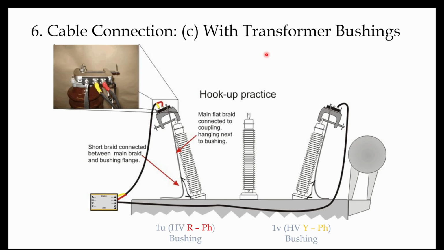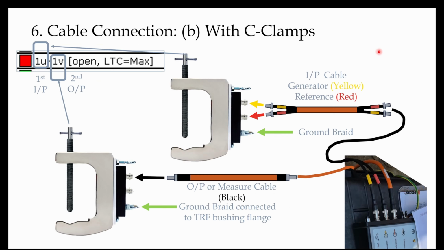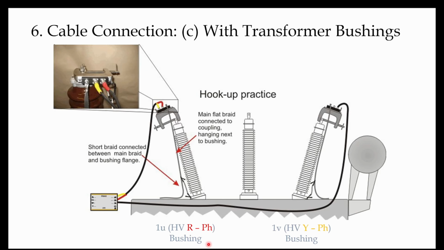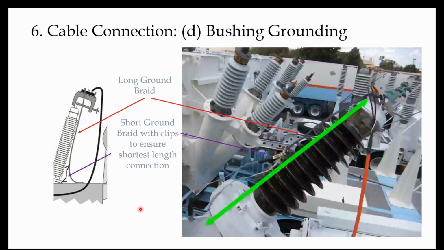Now we will see cable connection with the transformer bushings. Since we are performing test for 1U and 1V, on the 1U side the input clamp is connected, and on the 1V side the output clamp is connected, or the measurement clamp is connected. Now we will see cable connection for the bushing grounding. This is the transformer bushing. On the transformer bushing terminal the C clamp is connected.